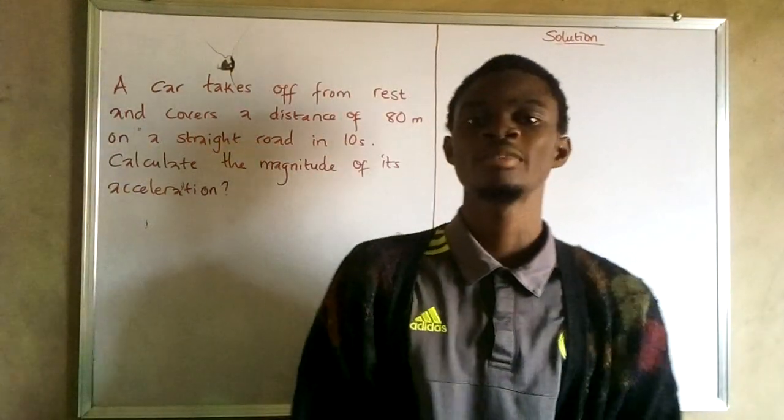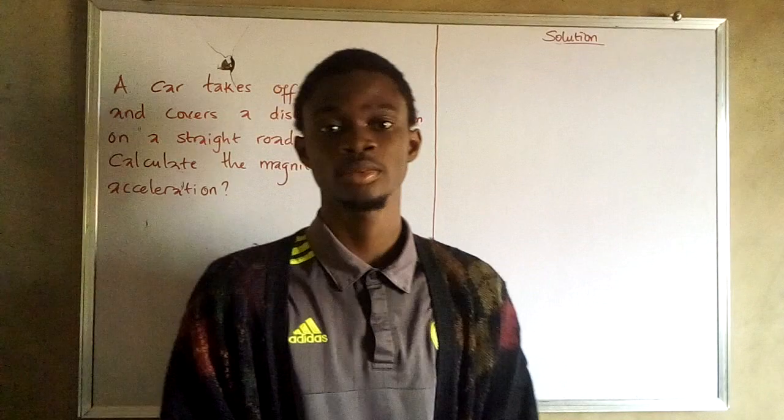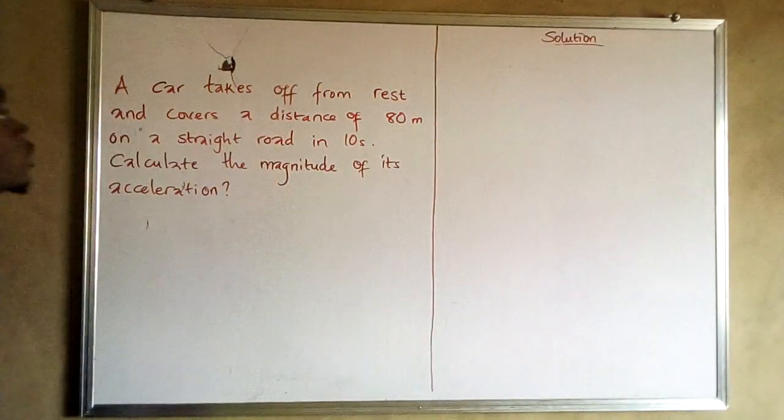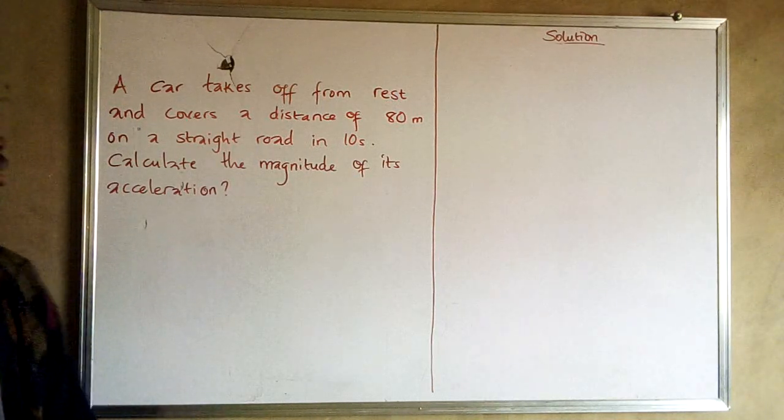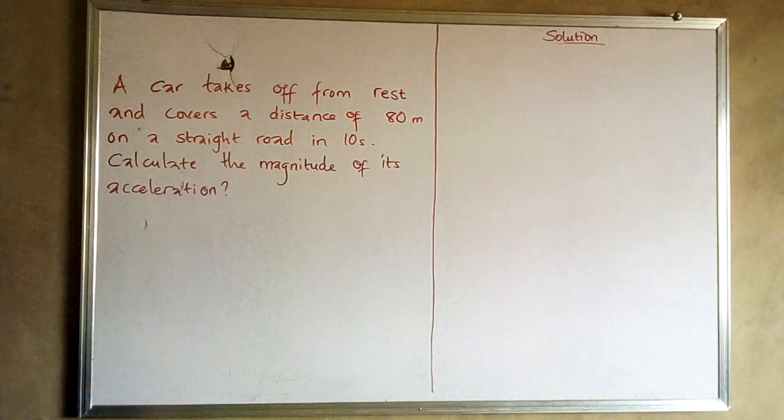In this tutorial, I'll be solving a question involving the equation of motion. On the board we have the question which says a car takes off from rest and covers a distance of 80 meters on a straight road in 10 seconds. Calculate the magnitude of its acceleration.